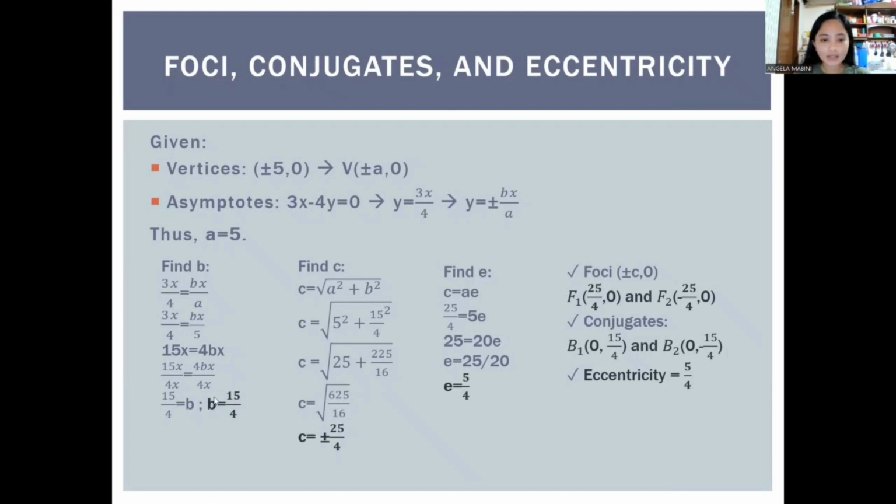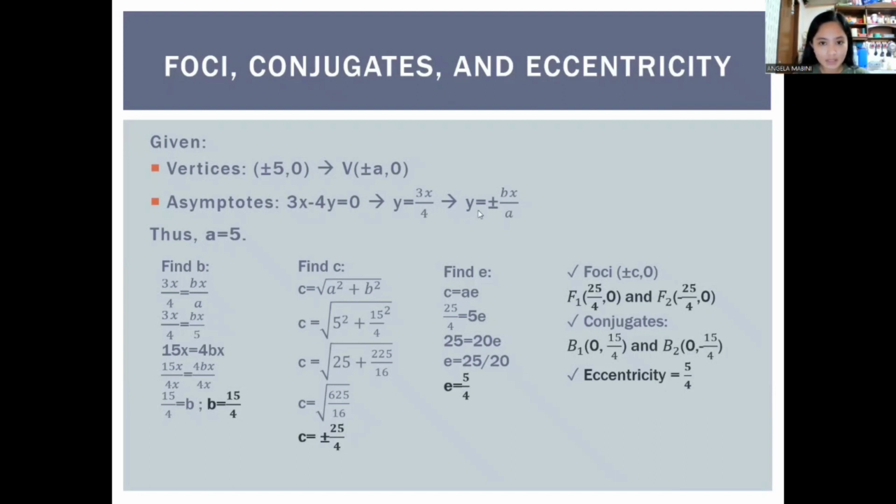And then ngayon na nahanap natin ang value ni b, hanapin naman natin yung value ni c. And in order para mahanap natin yung value ni c, gagamitin natin yung formula na c is equals to square root of a square plus b square. Then substitute yung mga nakuha nating value na a and b. So c is equals to square root of 5 square plus 15 over 4 square, and then which will give us the answer c is equals to 25 over 4.